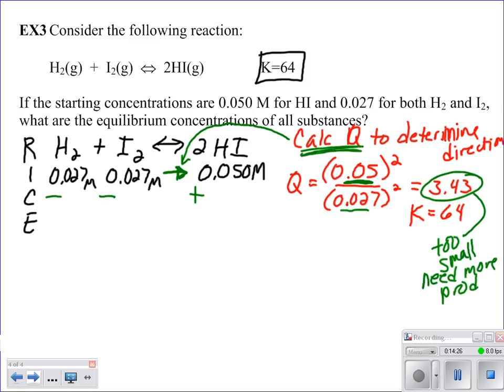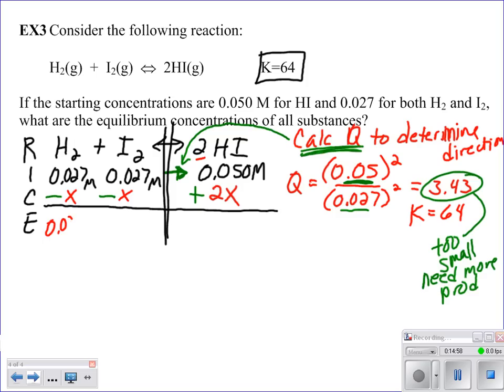So I'll go ahead and do my double lines here if that makes it a little bit easier to see what's going on. So now what we can do is just go ahead and write in some x's, and this is just like the last problem because we've got the same reaction. So we know we're going to add 2x to the right hand side because of that coefficient, and you're going to subtract x from each reactant. So now you can go ahead and just do the math. 0.027 minus x, and then 0.05 plus 2x.